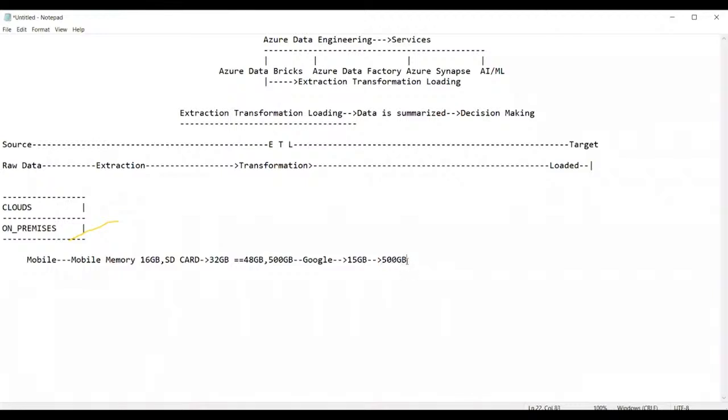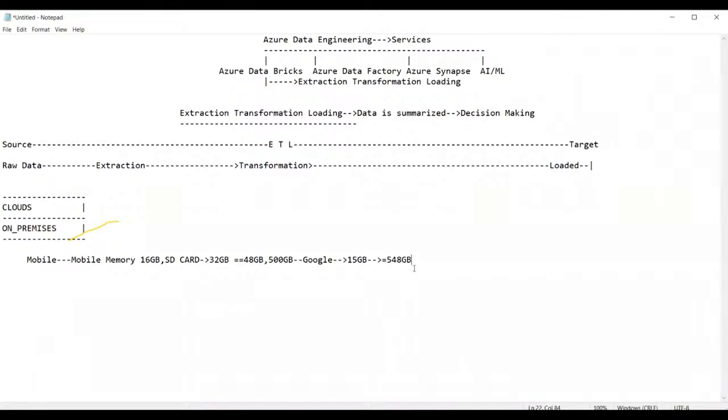Now, guys, I bought it. Everything is done. Totally, how much memory do I have? 548 GB. That means 48 GB in my mobile phone and 500 GB on my Google Drive.